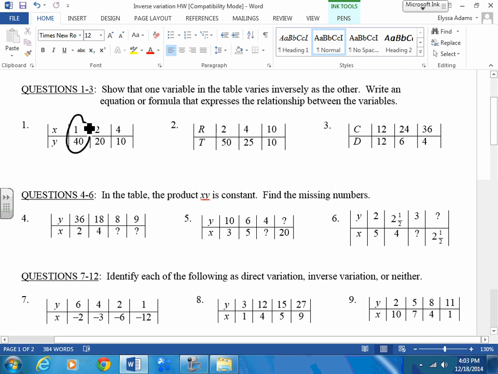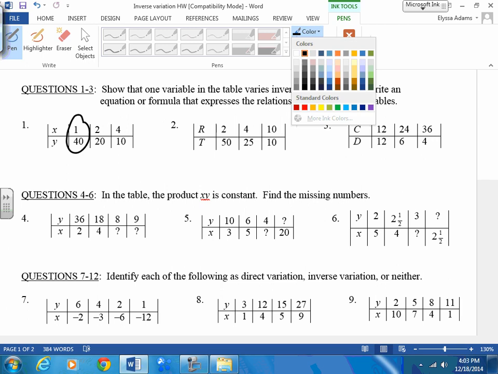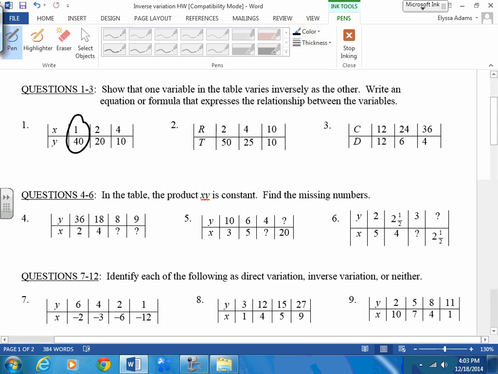Well, no, let's change the size of that. Whoop. Let's change that. Okay, let's try again.